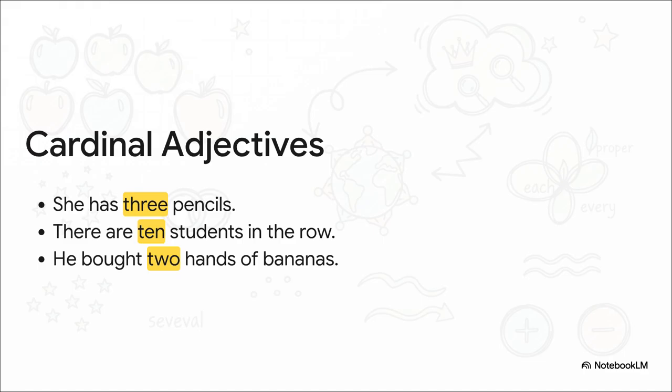Let's see some examples. In this sentence, she has 3 pencils. Which word tells us exactly how many pencils she has? It's 3, of course. Let's try another one. There are 10 students in the row. The cardinal adjective here is 10. Correct. And one last one. He bought 2 hands of bananas. Here, the adjective is 2. You see? They all give us a precise count.